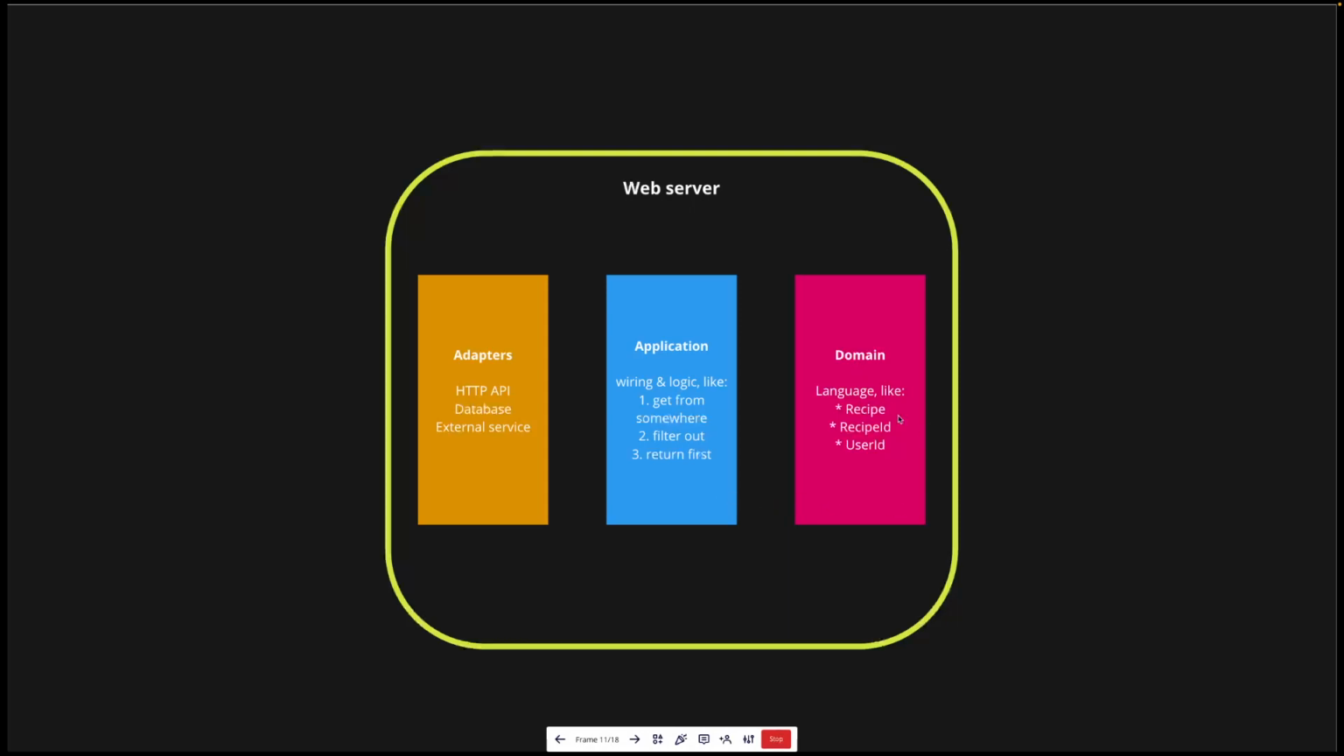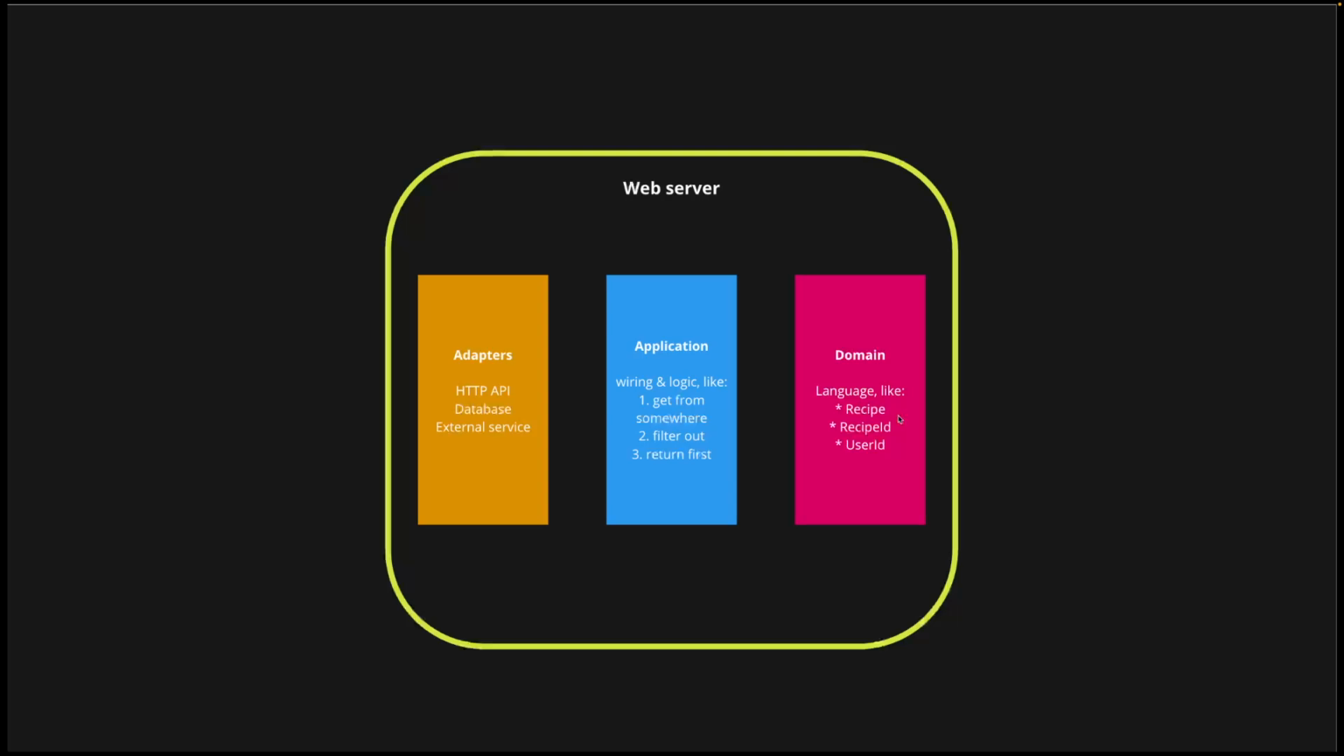And then domain defines the language. I mean, not the Python language, but the business language. So when we say, hey, we have a recipe, our application deals with recipes, or our application filters recipe ID, or our application checks user ID, all those entities go to the domain.